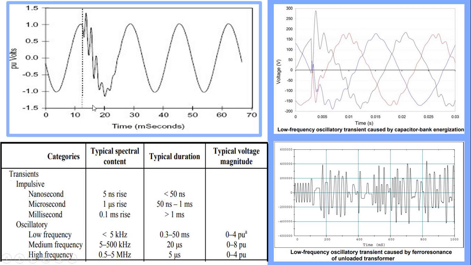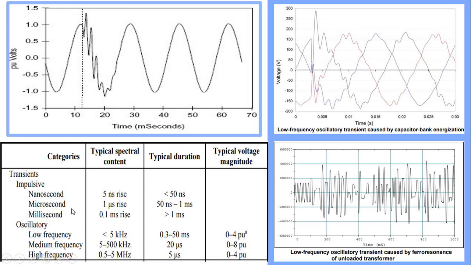Here are some more examples of transient. This is the example of transient in a single phase supply. It looks like this, and this is the example of transient in three-phase supply. This transient is caused by capacitor bank energization. This is another example of low frequency oscillatory transient caused by ferroresonance of unloaded transformer.